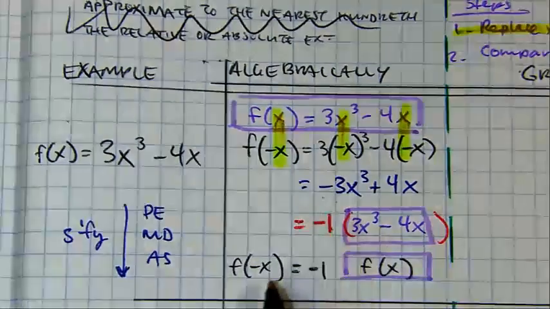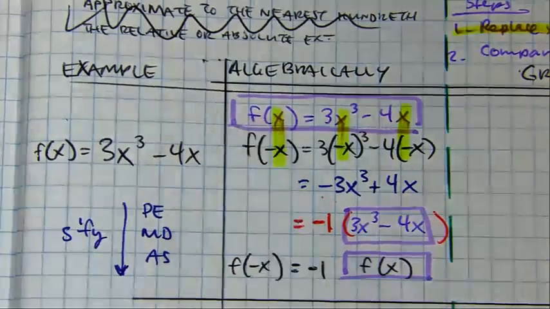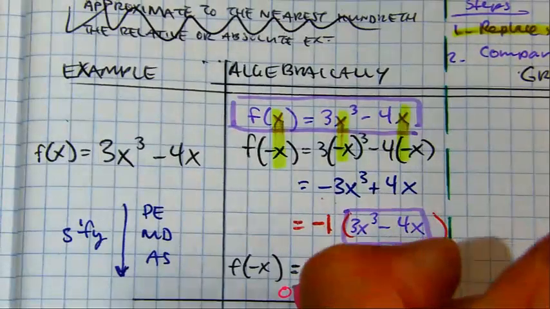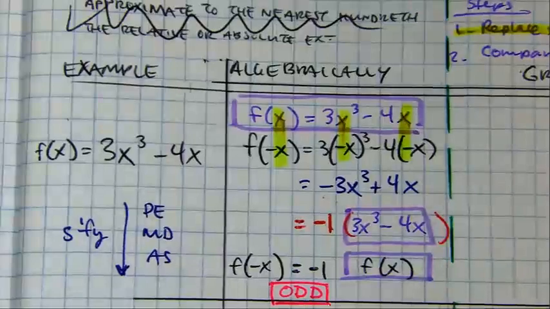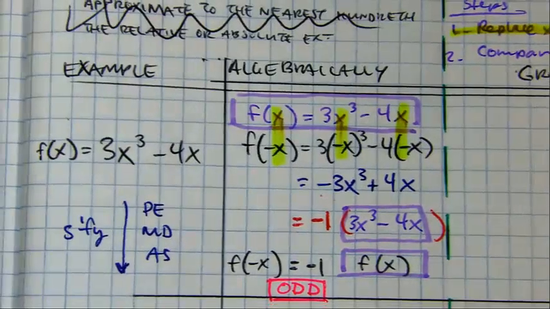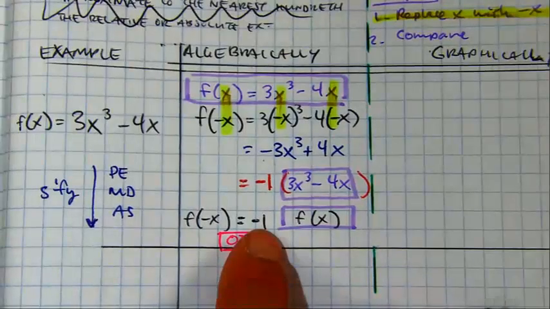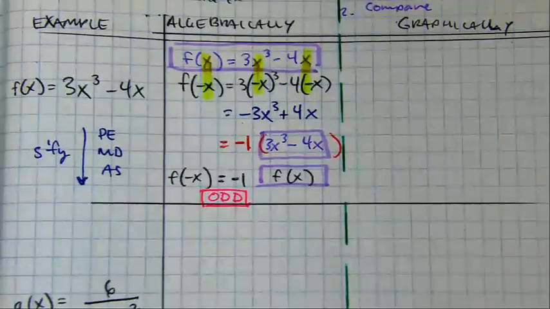When I replace x with negative x, I get the opposite of the original problem, which tells me it's an odd symmetry. Right? That was my silly phrase. That's odd. It's the opposite of the original. It's opposite of the x. Let's punch it into our calculators.